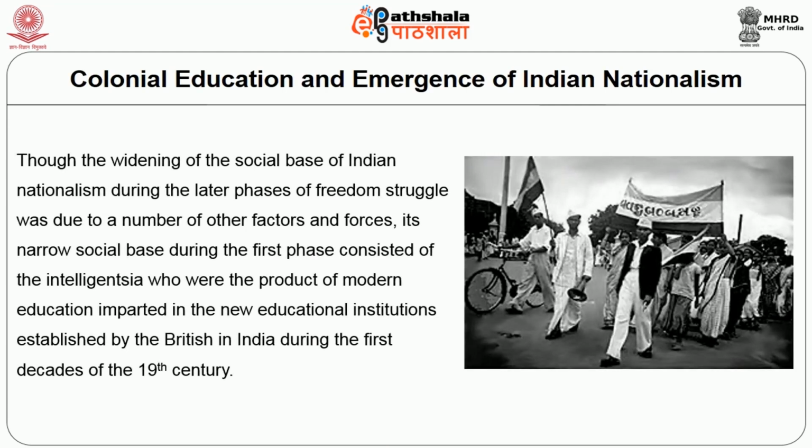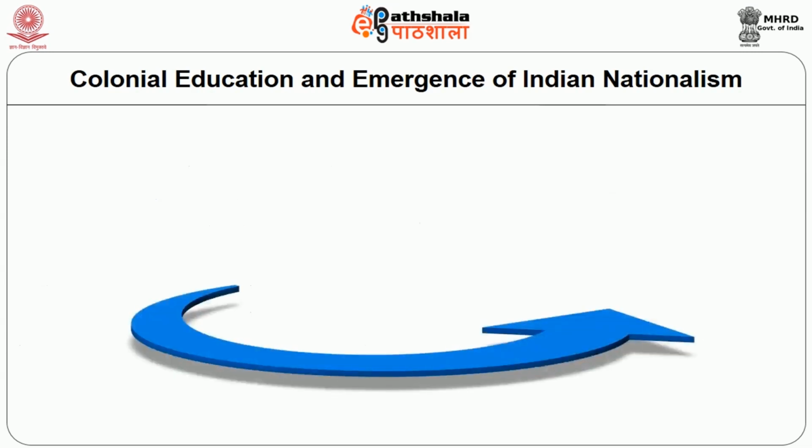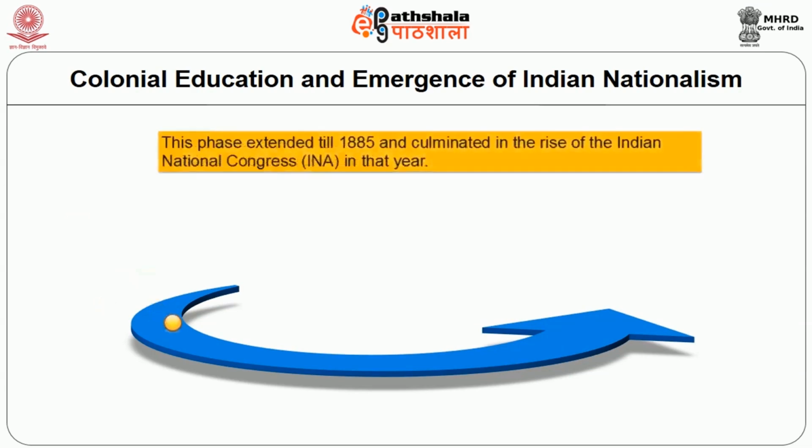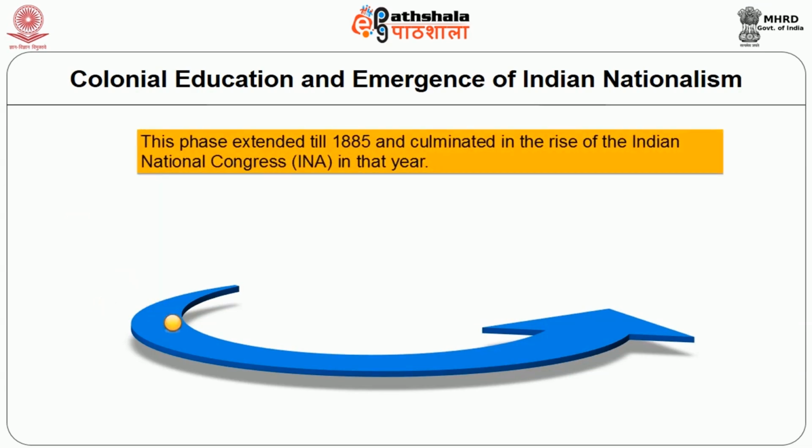Though the widening of the social base of Indian nationalism during the later phases of the Indian freedom struggle was due to a number of other factors and forces, its narrow social base during the first phase consisted of the intelligentsia who were the product of modern education imparted in the new educational institutions established by the British in India during the first decades of the 19th century. This phase extended till 1885 and culminated in the rise of the Indian National Congress in that year.